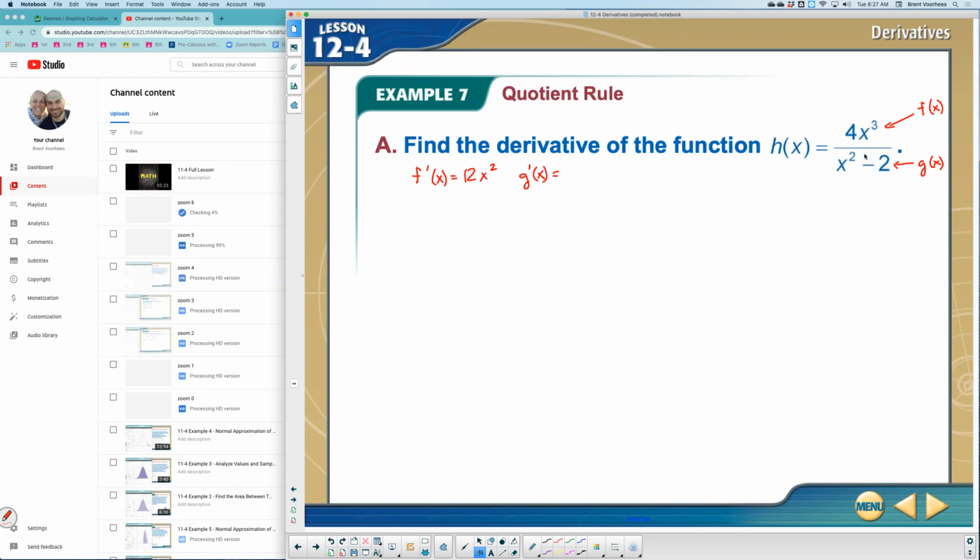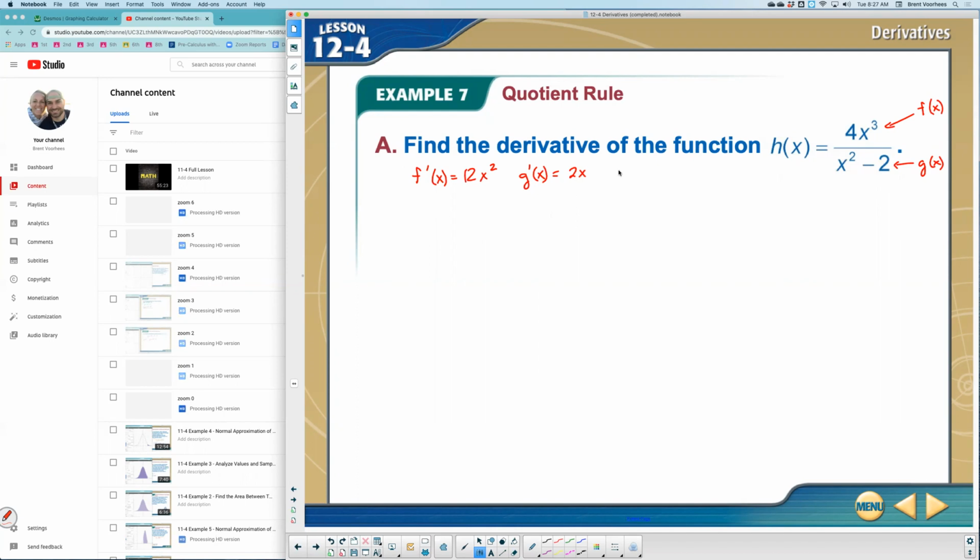G prime will equal, we take the 2 here, the power, and multiply in the front. And right now we only have 1x squared. So the coefficient 1 would multiply with 2. So we have 2x, and the power of 2 minus 1 is 1. So you don't even have to put the 1. The constant disappears. So here's my derivative.